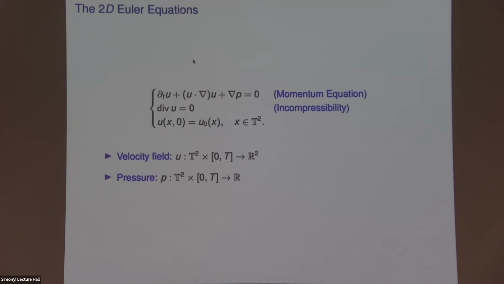So I consider the Cauchy problem associated with these equations, and u_0 just denotes the velocity field at time 0. It's my initial condition.